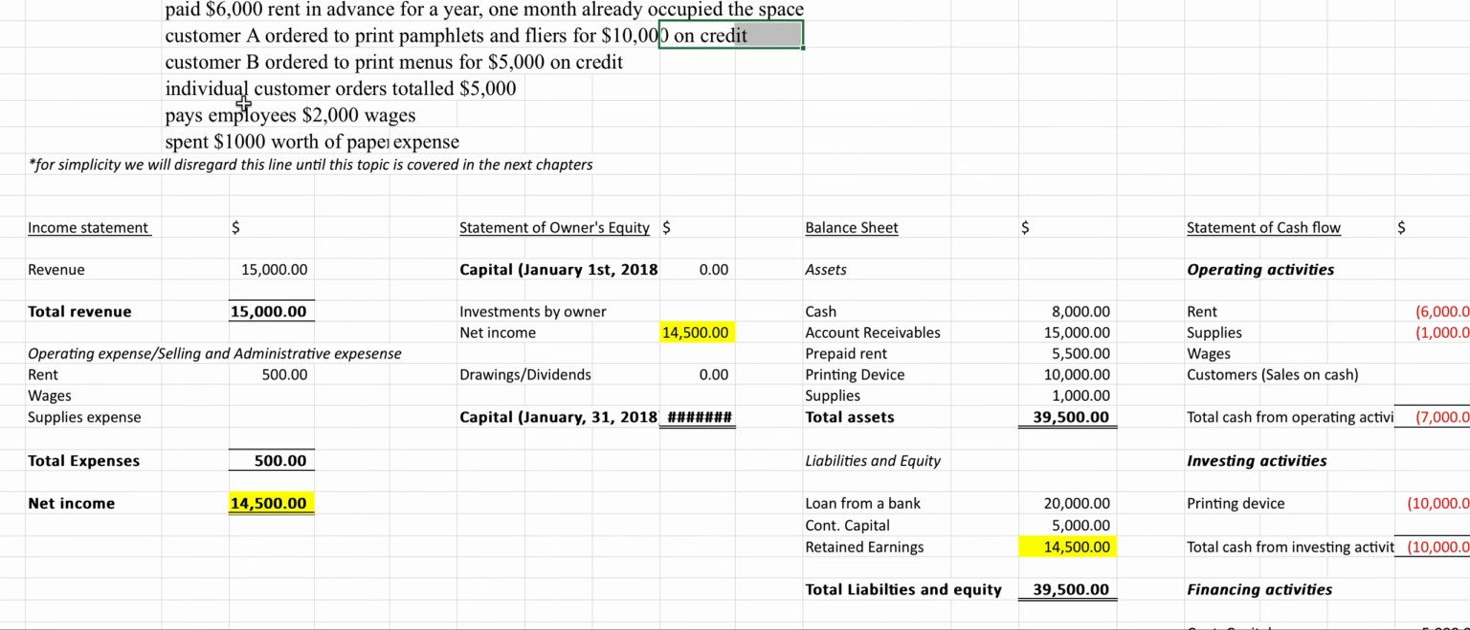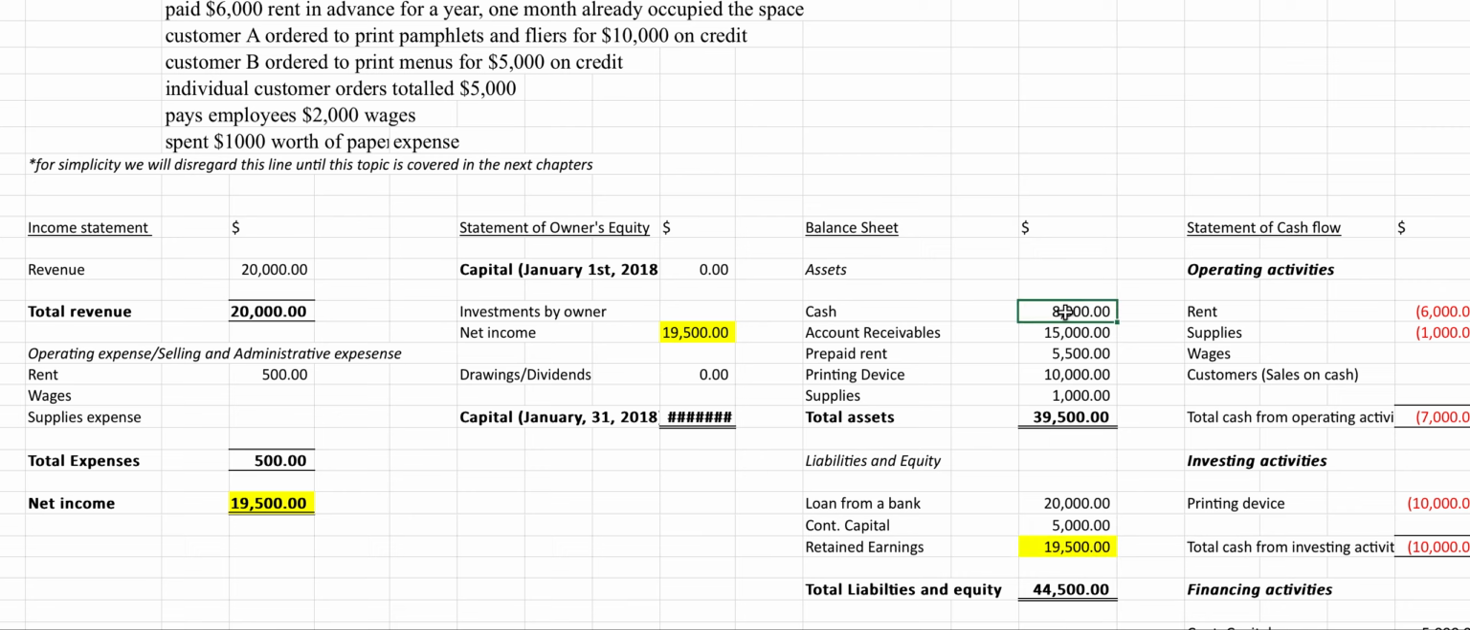Moving on to the next transaction, individual customer orders totaled 5,000. So we had multiple individual customers. Each of them made their payments in cash, and therefore we're going to recognize 5,000 in revenue as well, because we've completed the job, so revenue increases. We have an increase in retained earnings because the revenue increased, right? So again, following the accounting equation analysis, we will have an increase in retained earnings of 5,000.